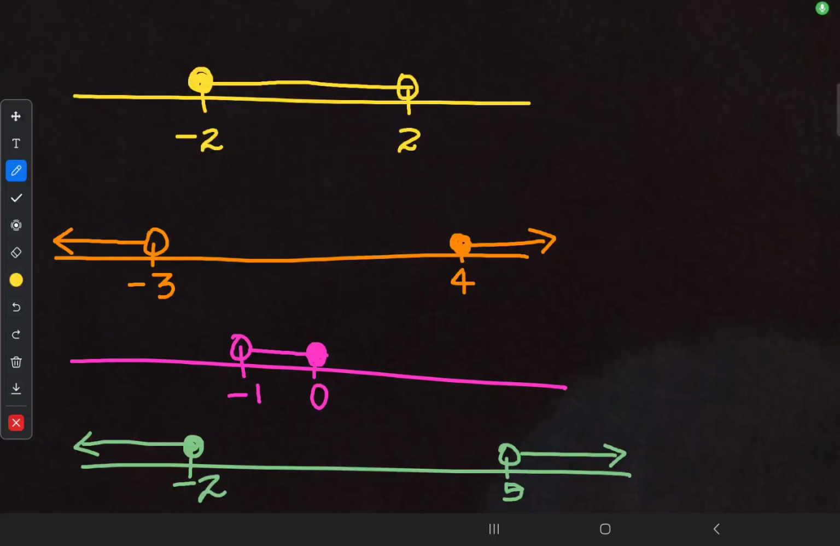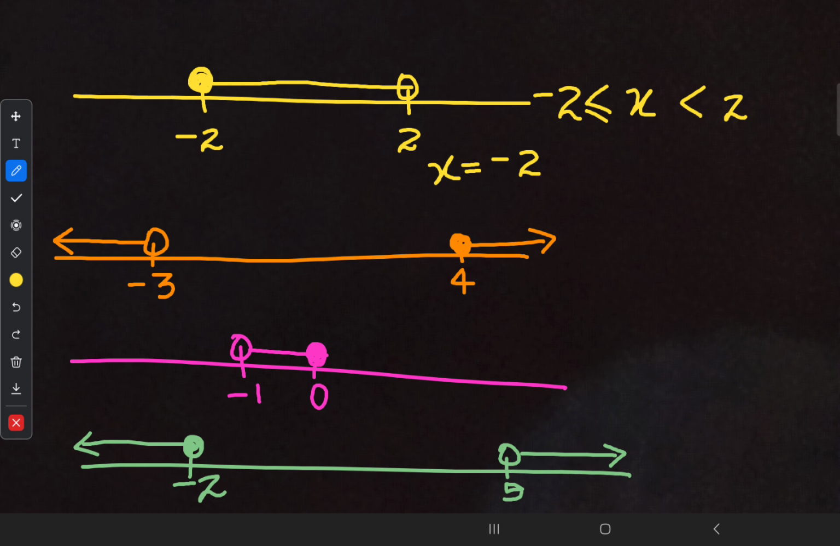For the first one, x should be located in between 2 and -2. But at -2 there is a colored circle, so that means there is an equal mark also. And I told you to find the integral solutions. So x can hold the values which are -2, because the circle is colored, that means x can hold -2, -1, 0 and 1.